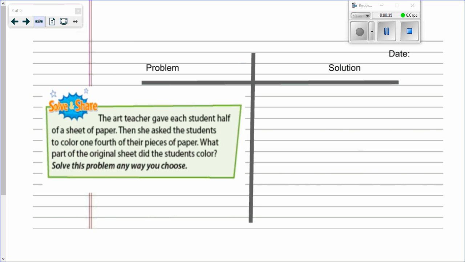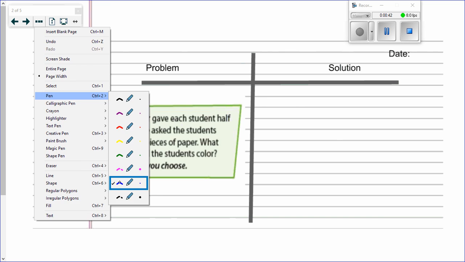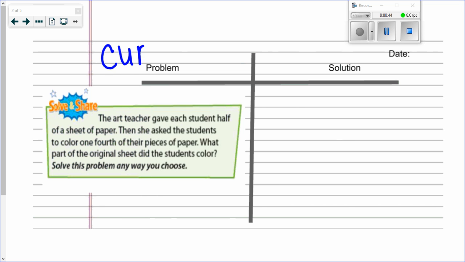So let's review and talk about CUBES and how we're going to want to use that when determining the important information in our problem and a plan to solve it. You don't see numbers written in numeral form, but they are written in word form. We have half a sheet of paper that we're working with, and then we're coloring in 1/4 of a piece of paper. And then we need to figure out what part of the original sheet of paper the students color. So please pause, solve this problem any way you choose, and press play when you're ready to go over the solution with me.